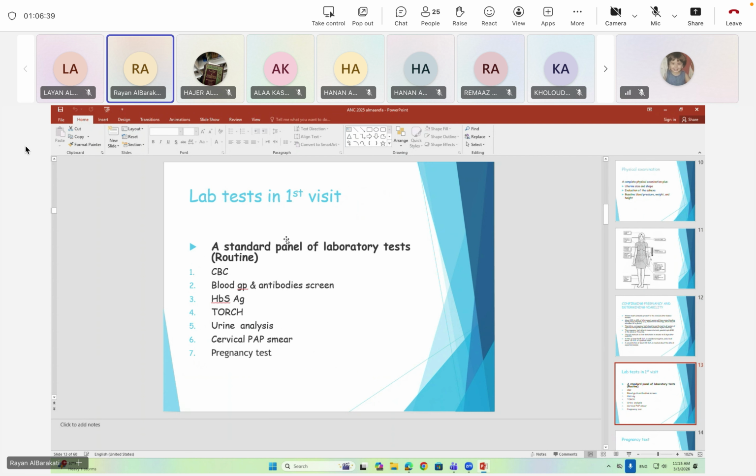For the lab tests in the first visit, we do a standard panel of laboratory tests, which includes CBC, blood grouping and antibody screen, hepatitis B antigen, TORCH investigation, urine analysis, and a cervical Pap smear if you don't have a recent one and she has been married for more than 5 years or from the first intercourse, and a pregnancy test is included in the first visit.